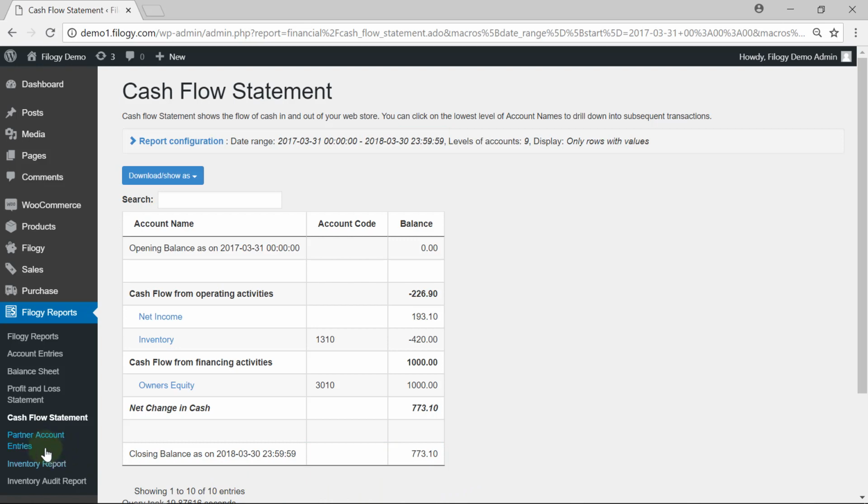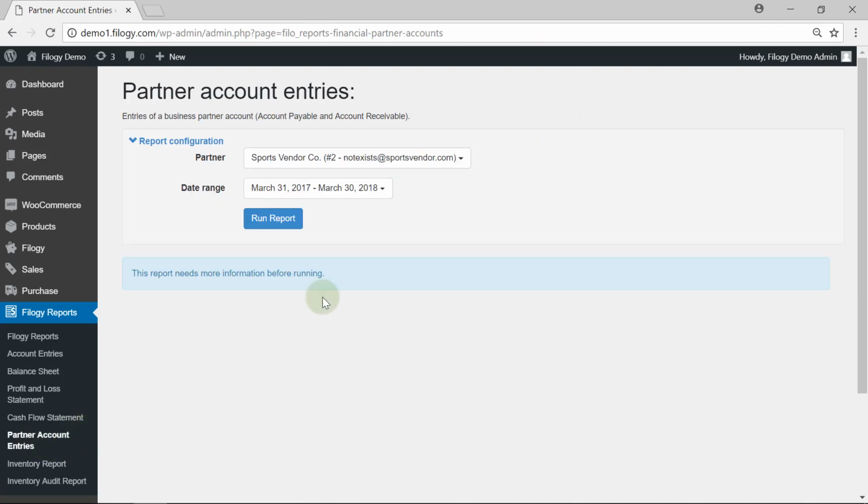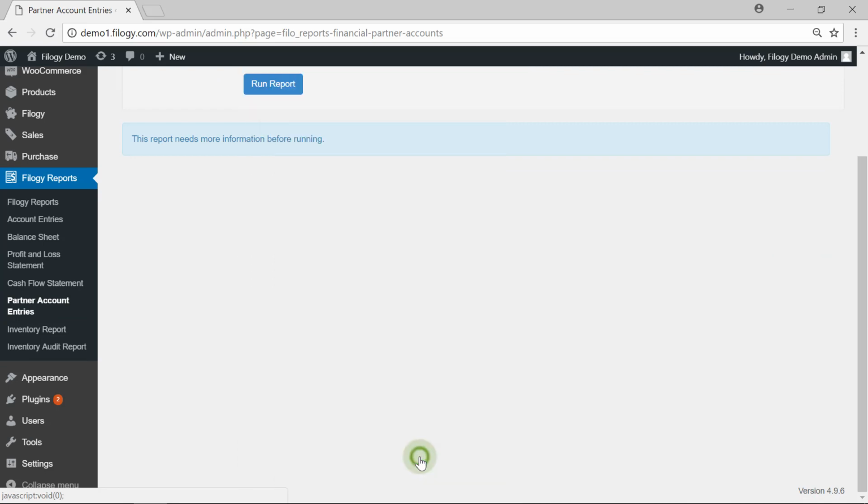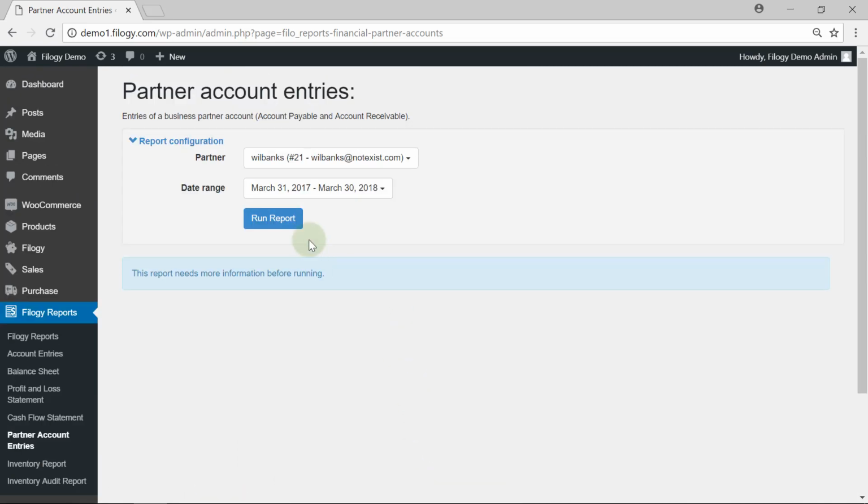The following report shows the account of a selected partner. Choose Partner Account Entries menu. Select a partner. Enter a time interval if you wish. Press the Run Report button.